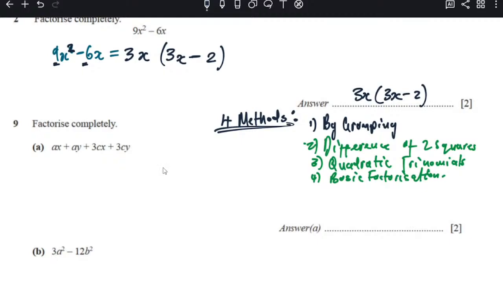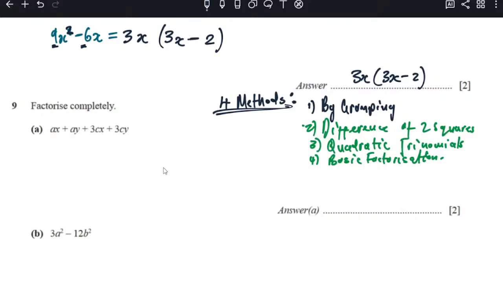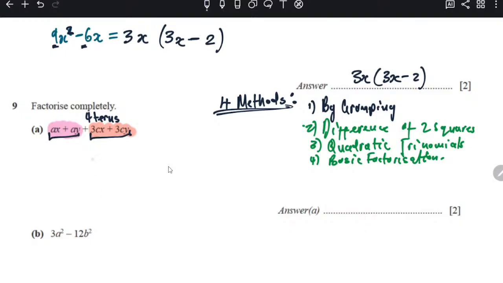Okay. We go on. So what we do, we look at this. Remember, by grouping, you use it when you have 4 terms. So you get a question, and if you see yourself having 4 terms, then you have to factorize by grouping. By grouping just means you look at the first 2 terms alone, you group them, then you look at the last 2 terms alone. So we write ax plus ay plus 3cx plus 3cy.